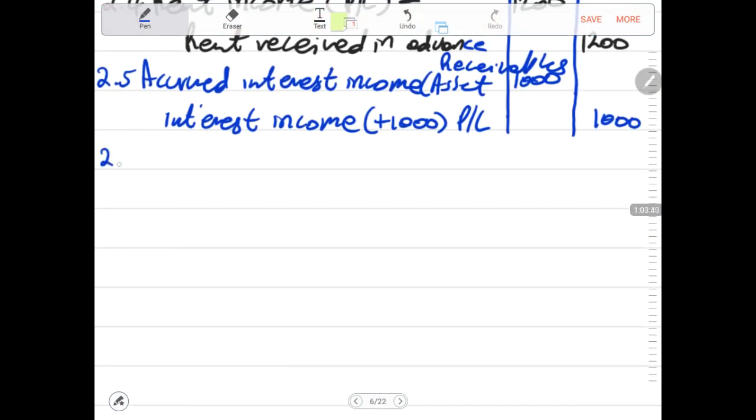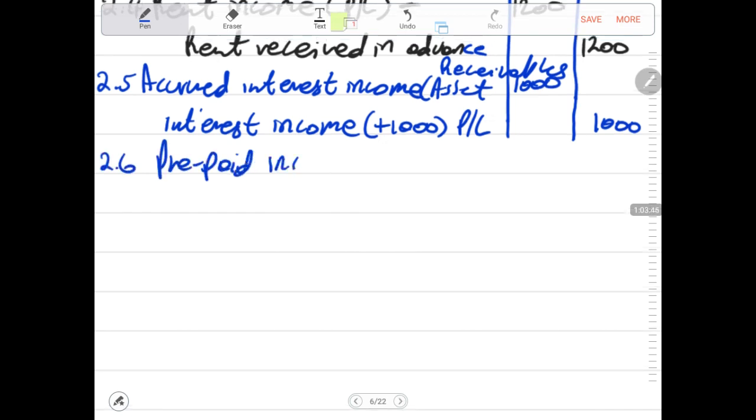So now this is 2.6. We debit our prepaid insurance by an amount of 625. We credit our insurance. Why do we credit our insurance? Because we need to decrease our insurance account. In other words, we need to remove the amount of 625 in our insurance account because it is included there.